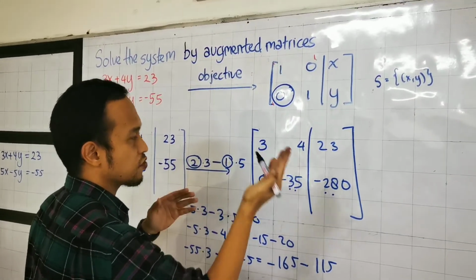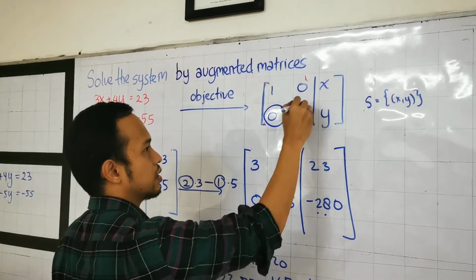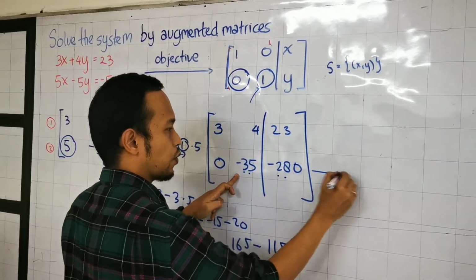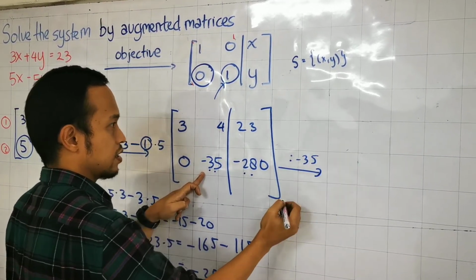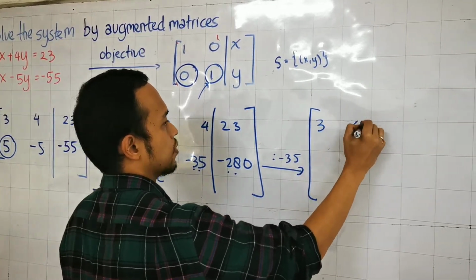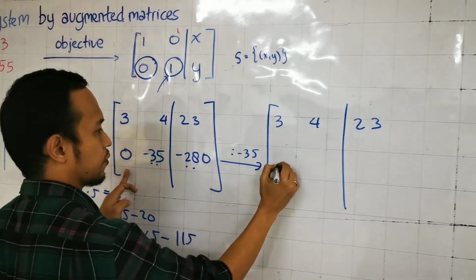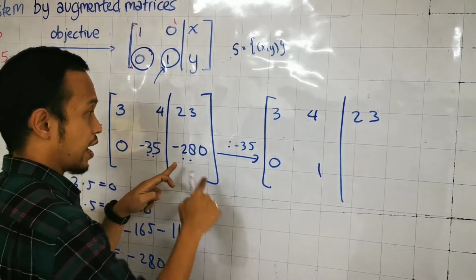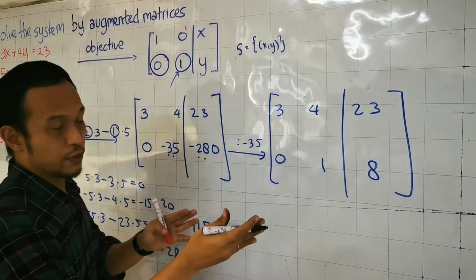Since we are dealing with the second row first, continue with the second row. We have to make this one equal 1. How to make this one equal 1? We divide all of these elements by negative 35. So the third matrix, I still copy the first row. And then 0 divided by negative 35 is 0. This one, of course, obviously will become 1. And this one, we'll have 8. So we are finished with the second row.